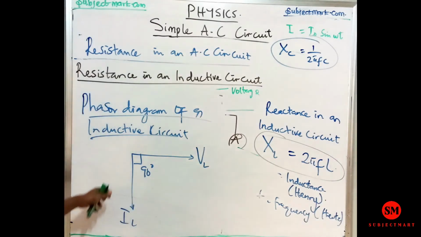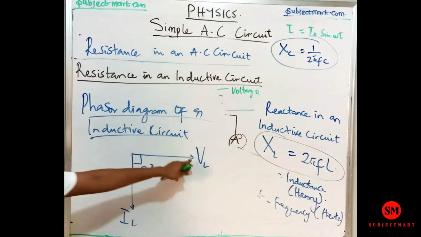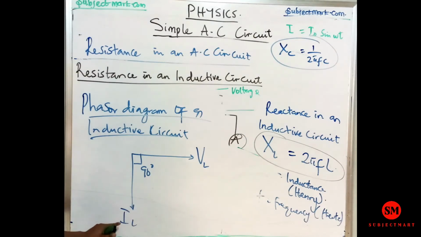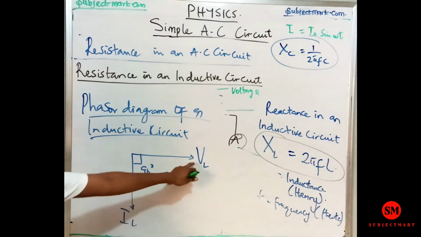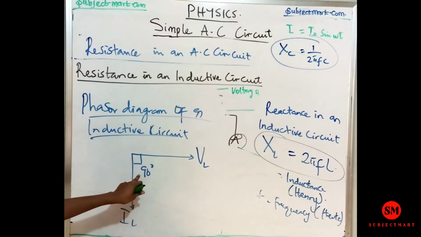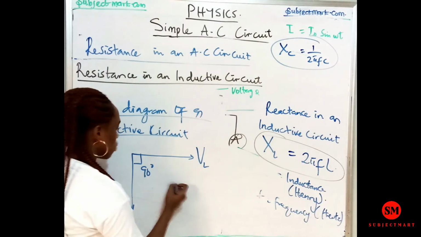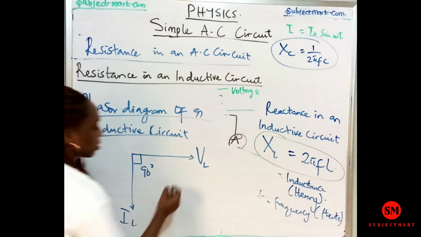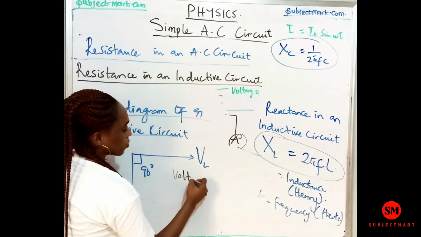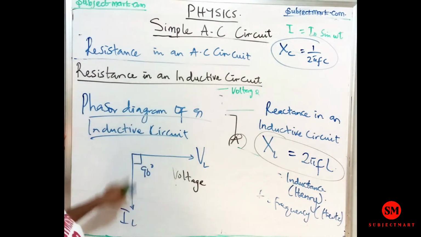So here is the phasor diagram. You will observe that here, for an inductive circuit, the voltage comes before the current. So that implies the voltage leads the current by 90 degrees, or the current lags the voltage by 90 degrees. Take note of those two words, lead and lag. So note the difference. For an inductive circuit, voltage leads the current.